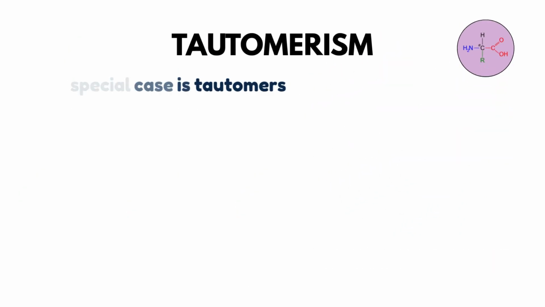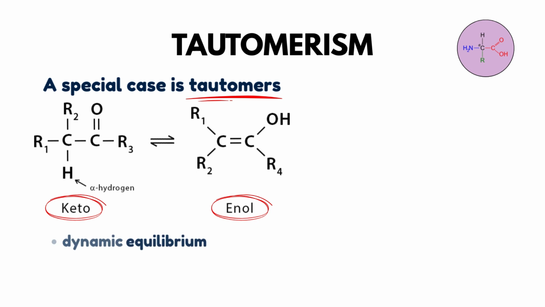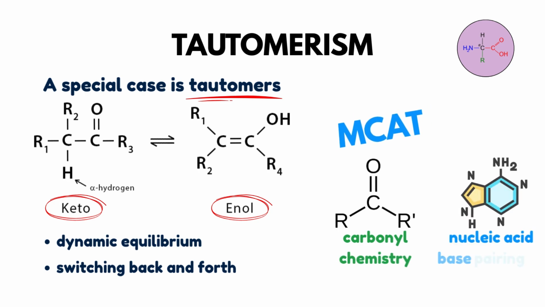Tautomerism. A special case is tautomers, like keto-enol pairs. They exist in dynamic equilibrium, switching back and forth. On the MCAT, you'll often see this in carbonyl chemistry and nucleic acid base pairing.